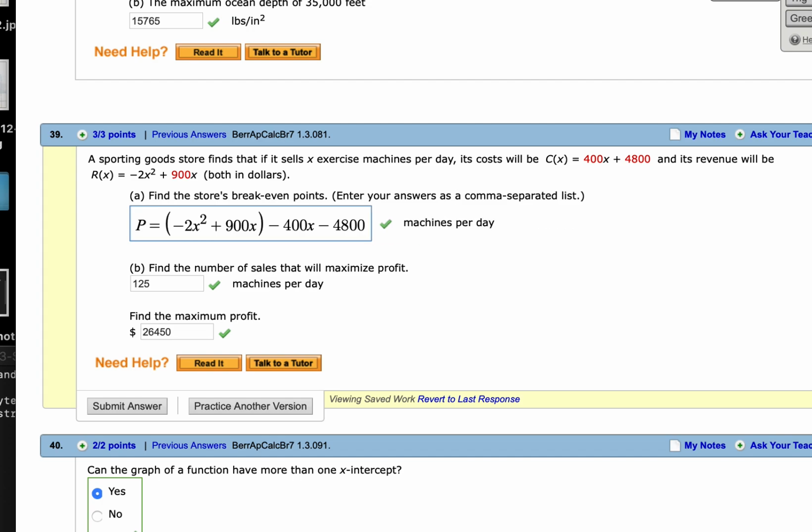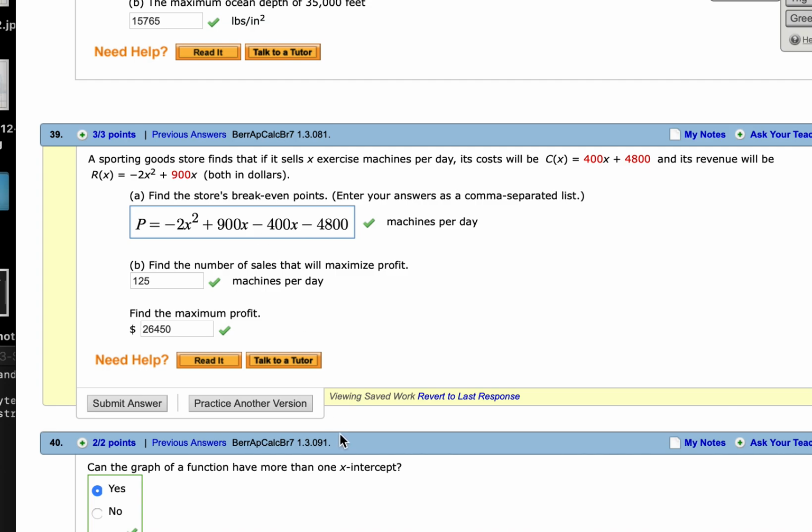Now, at the beginning of this problem, I can drop these parentheses because there's nothing in front of them. So there we go, that's the profit. Now I want to combine like terms, so I have 900x minus 400x, which leaves us with 500x. Now I want to find out when the profit is 0 so that I can find the store's break-even points. So I'll set the profit equal to 0.